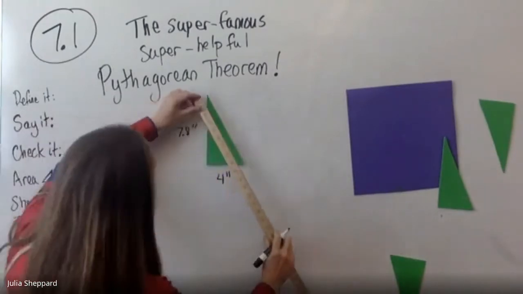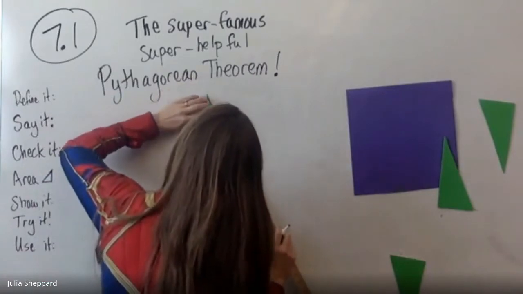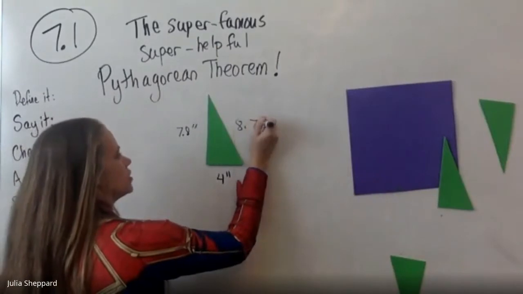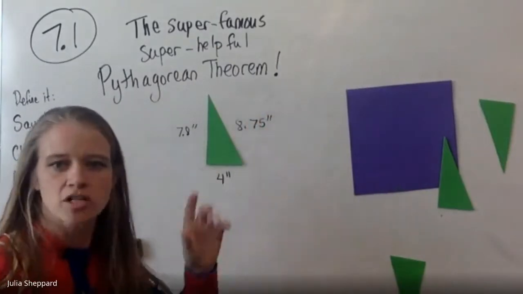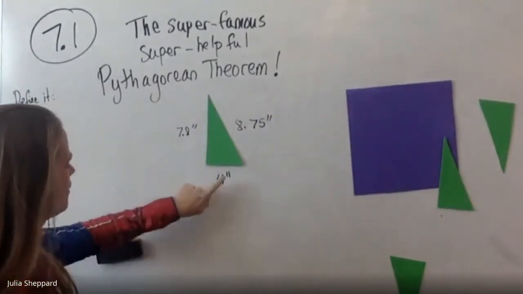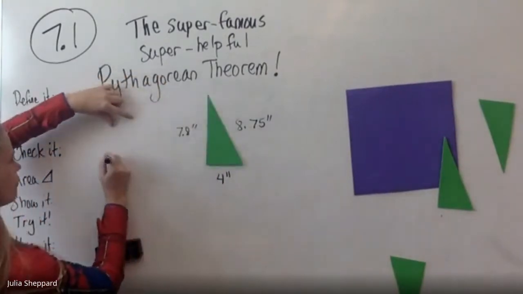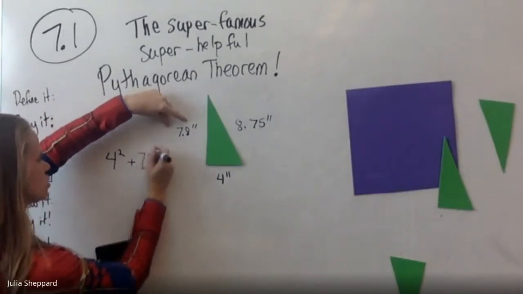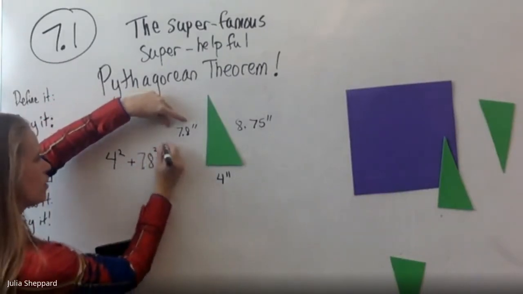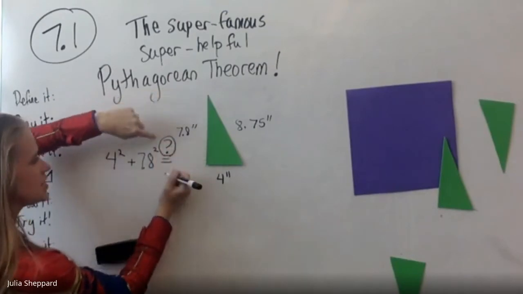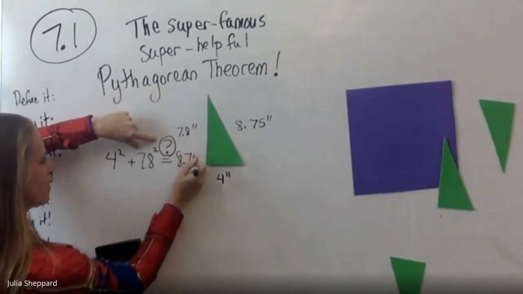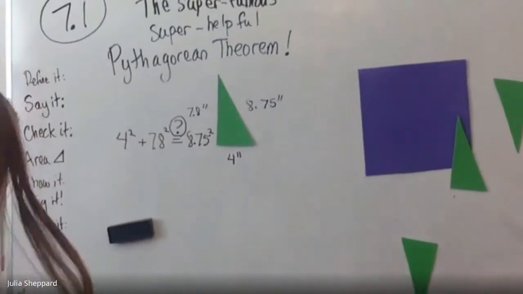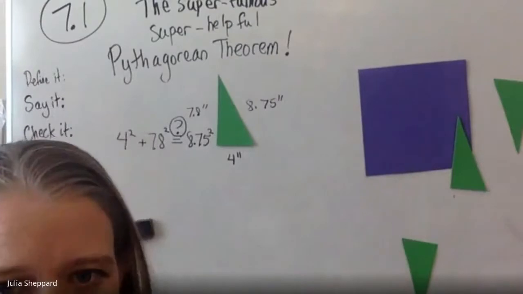And then let's see, what is this length here? It looks like 8.75 inches. Okay, that's just approximate. So let's see if this works. Well, here's one leg. I have 4 squared plus 7.8 squared. Does that equal, I'm going to put a big question mark there, does it equal 8.75 squared? I'm going to get my calculator out. I could do 4 squared in my head, but I can't really do 7.8 squared in my head.